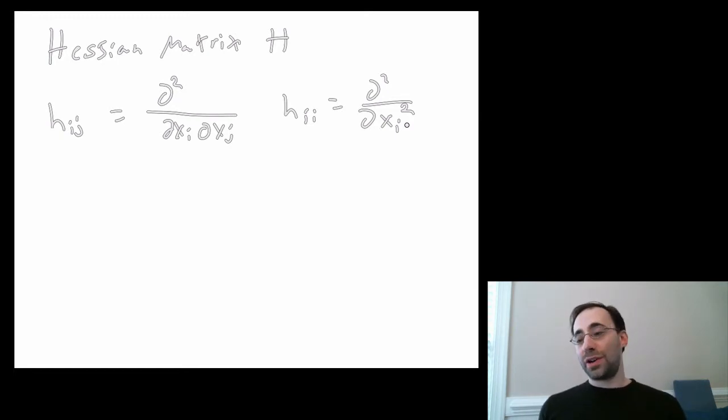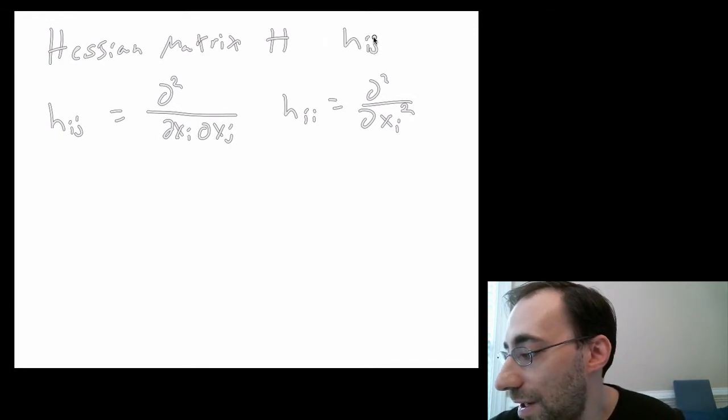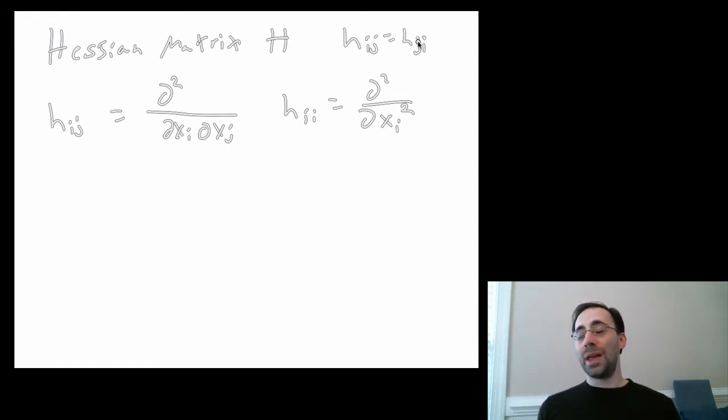Note that because the cross-partial derivatives are equal, no matter which order you do it in, for this Hessian, hij will always equal hji, because it doesn't matter what order you take derivatives in, and therefore the Hessian is always a symmetric matrix.